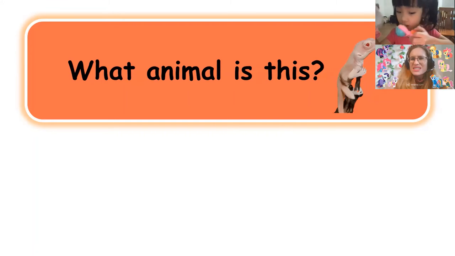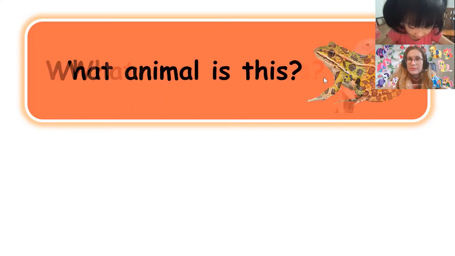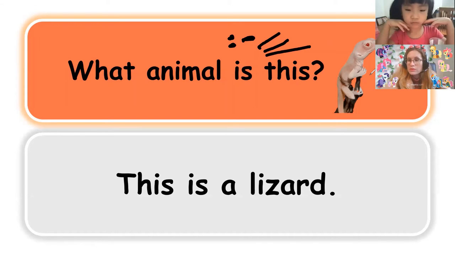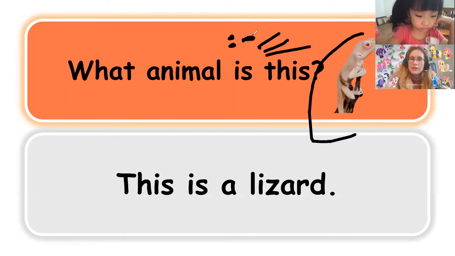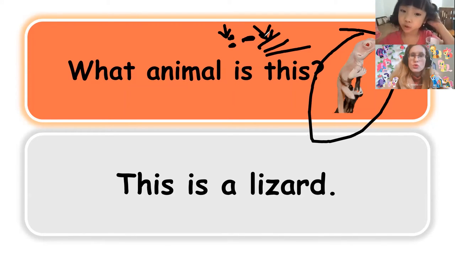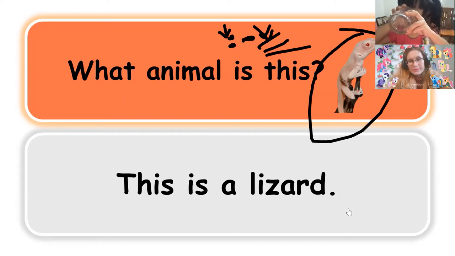What animal is this? It's a... What animal is this? It's a snake. It's a lizard. A lizard. Okay, does this lizard have any spots or stripes? Does it have any spots or stripes? No. Focus.